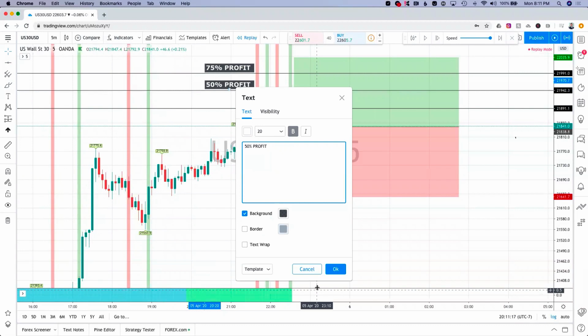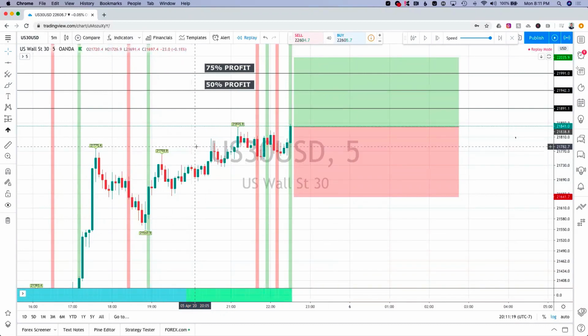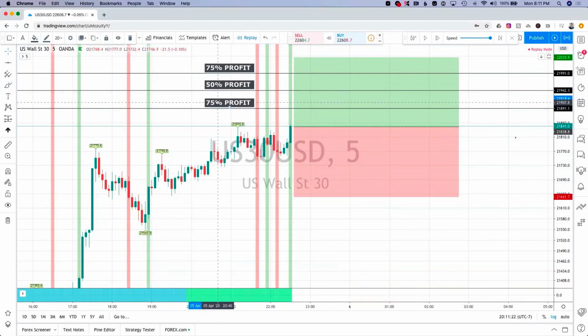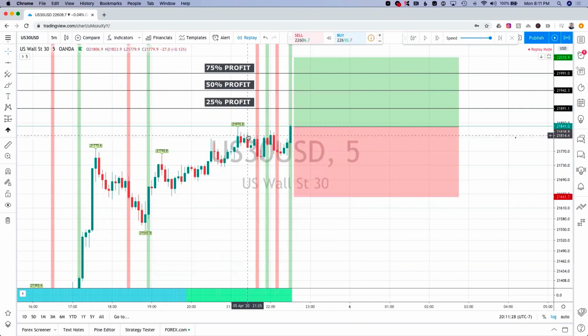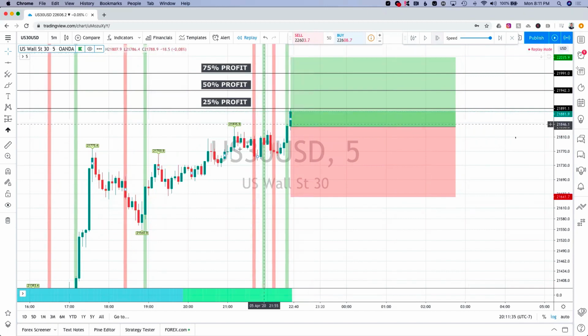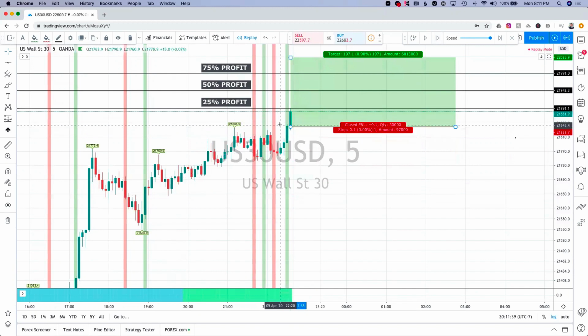You guys aren't required to use the exit strategy, but I do recommend it, especially if you're trading indexes, because indexes move pretty erratically. So right here, once we enter the position, once price reached 25% like it did right there, we would have eliminated our risk. So now everything moving forward is guaranteed profit.